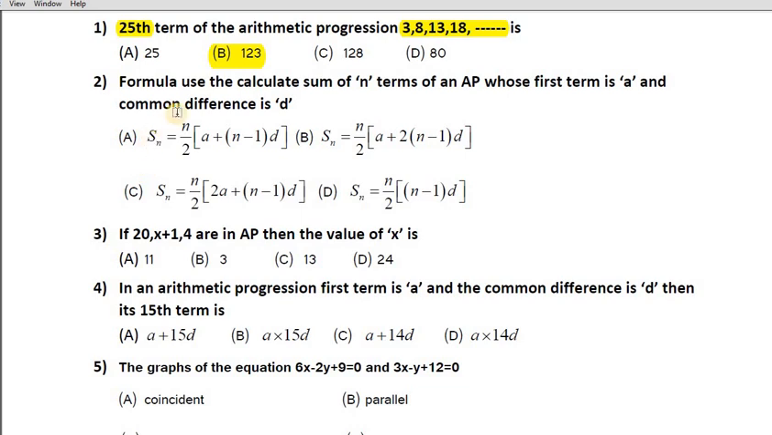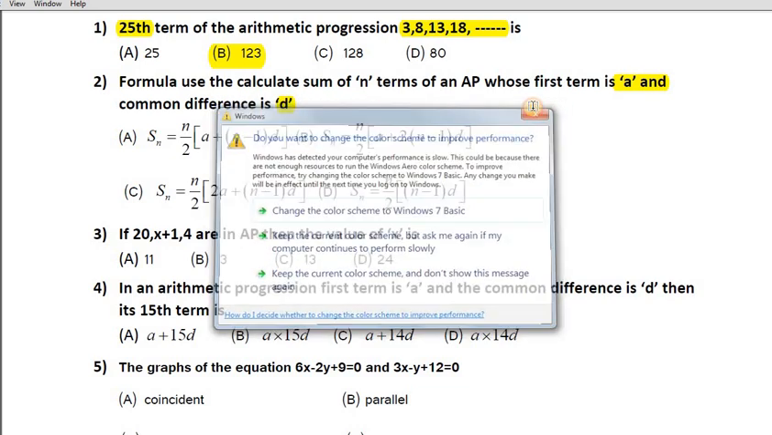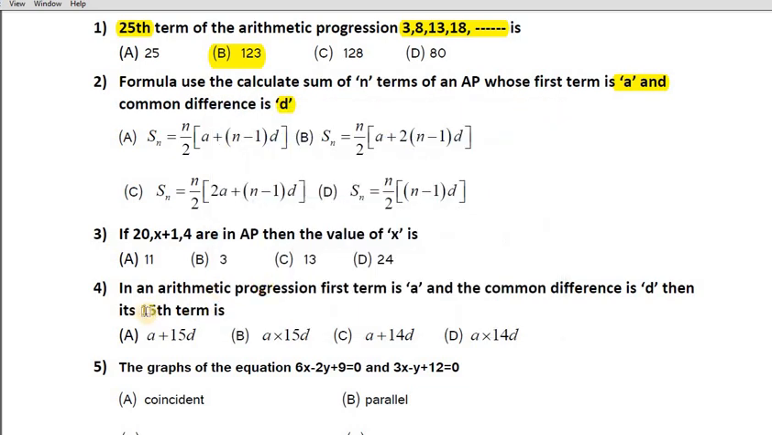Question number 2. Formula used to calculate sum of n terms of an AP whose first term is a and common difference is d. It means here you wanted to identify the sum finding formula when first term is a and common difference is d. So in that case we get C is the correct option, that is Sn is equals to n by 2 into 2a plus n minus 1 into d.